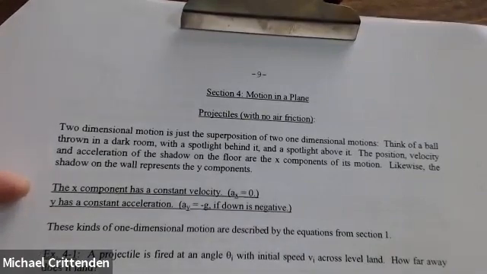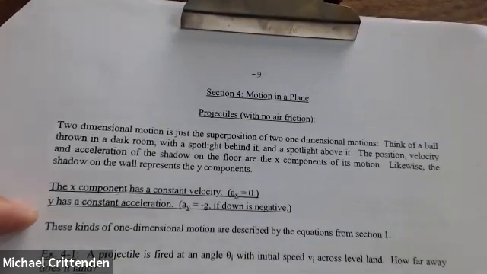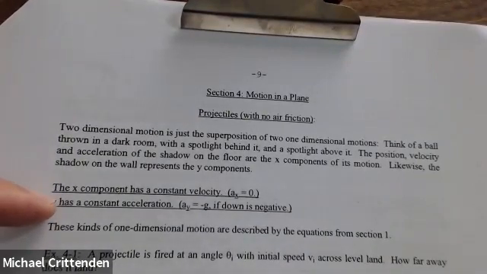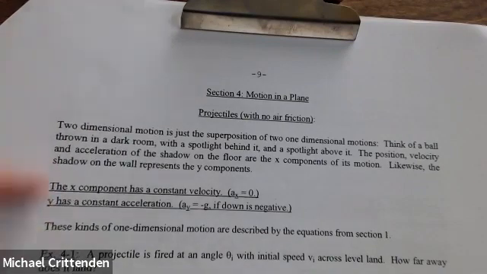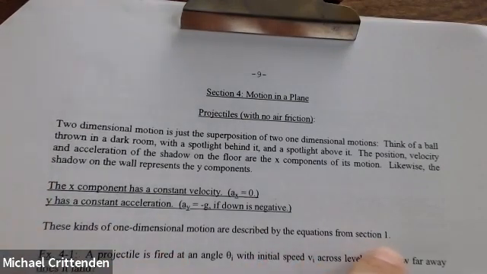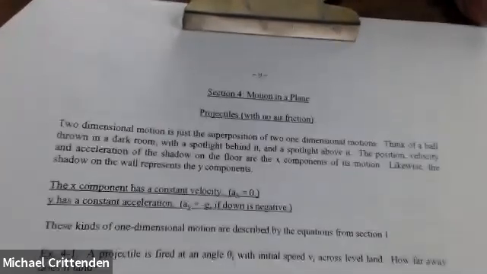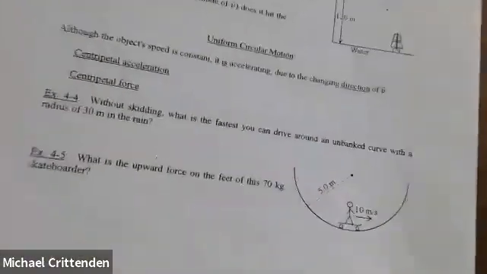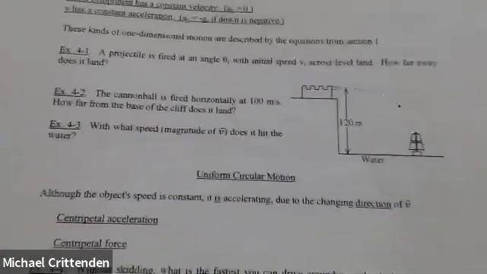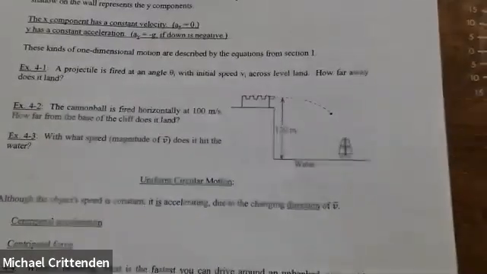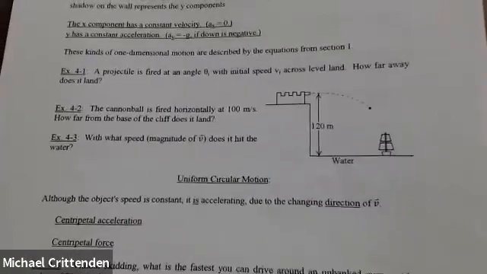The x component has a constant velocity. The y component has a constant acceleration. And you just keep that in mind while using the equations from section 1. So a few examples. First one, let's lift the handout. Okay.